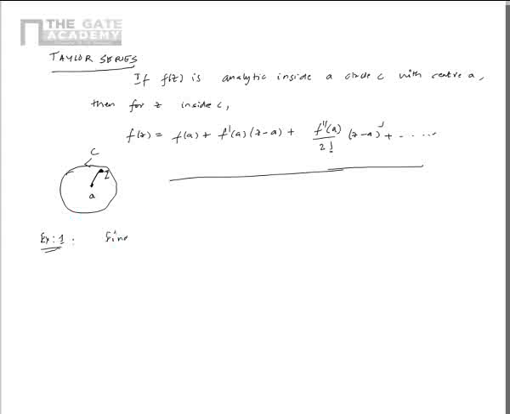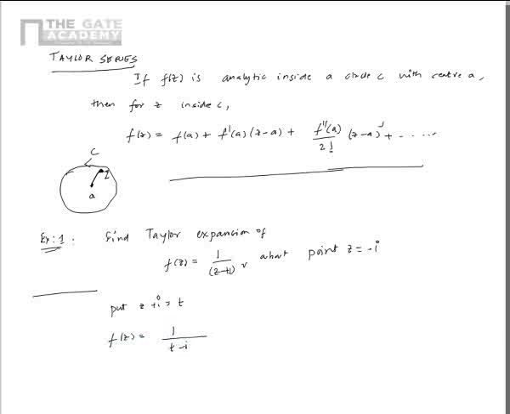Okay, find the Taylor expansion of f of z is equal to 1 by (z plus 1) whole square about the point z is equal to minus i. So this is what we need to find. Now to expand f of z about z is equal to minus i, that is in the powers of z plus i, let's put z plus i as t. So now f of z will basically become 1 by (t minus i plus 1) whole square.